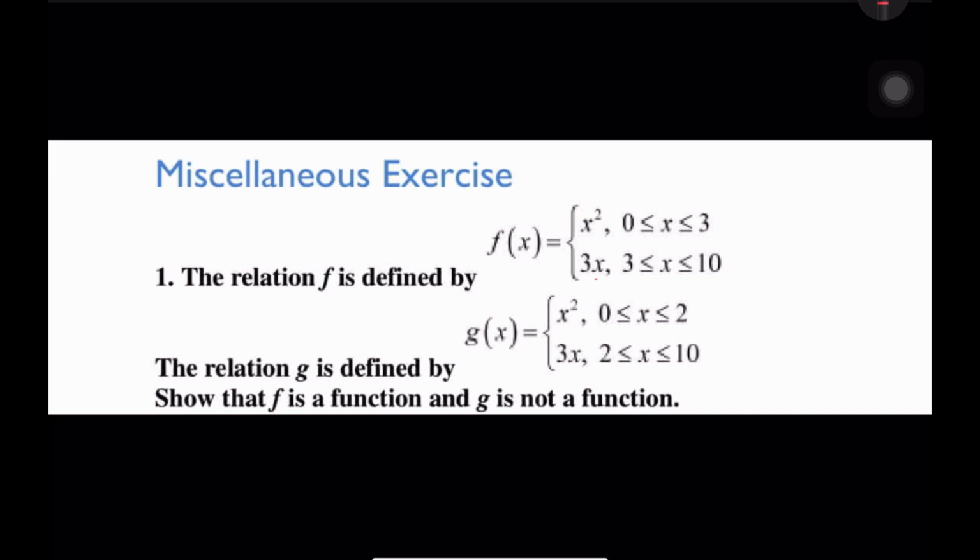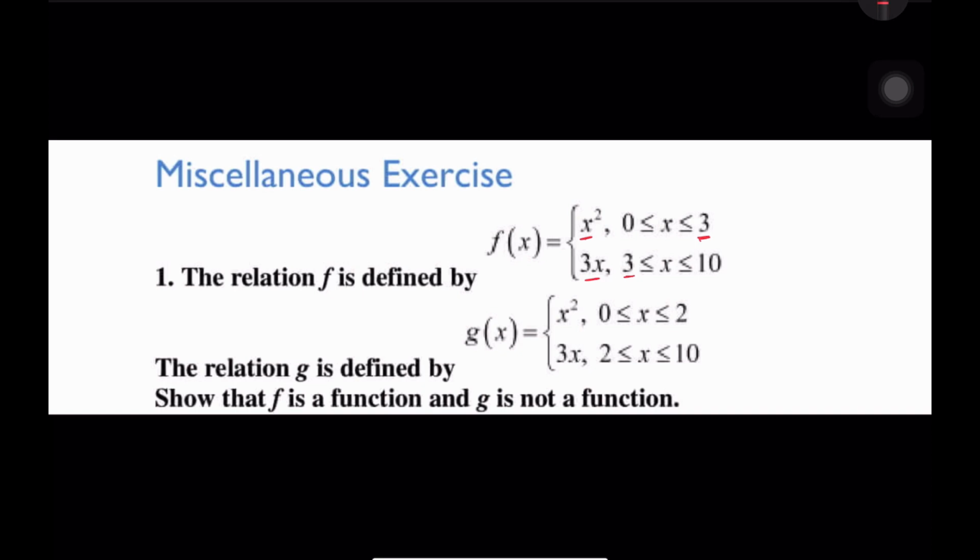And here you can see that x square applies when x takes the value of 3 also, and when it is 3 it's again taking the value of 3x. So we'll see what value we get when we draw the table. Then we also define a function.